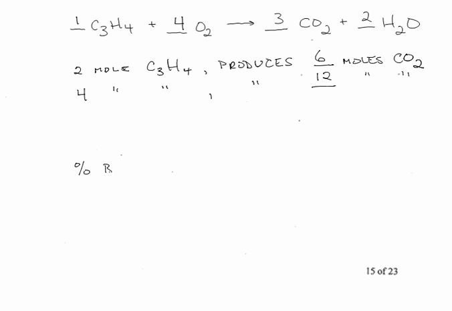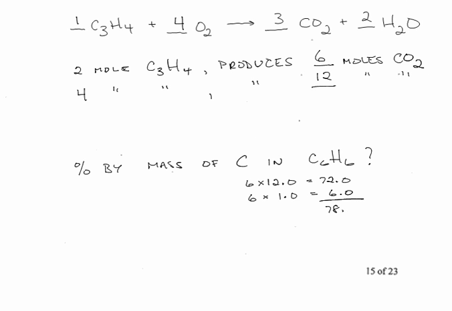What is the percent by mass of carbon in C6H6? So I look on the periodic table, carbon weighs 12, so 6 times 12 is 72. H's weigh 1, so 6 times 1 is 6, so a total mass of 78. The mass of carbon would be the 72 over the 78 times 100.